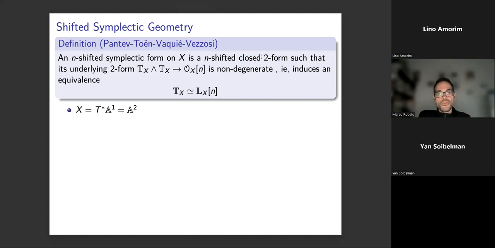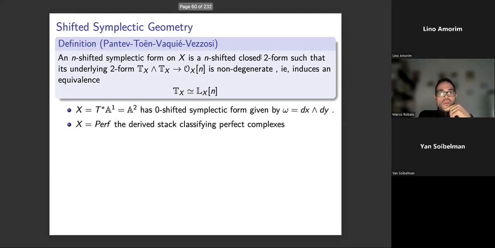So the first example is a 0 shifted symplectic form. I just look at the T star of A1, it's A2, and it has the usual symplectic form that you would easily guess, of course. So this is 0 shifted. Another, way less trivial example is the stack that classifies perfect complexes. So maps from something to this stack is a perfect complex on that something. So this has a 2 shifted symplectic form.